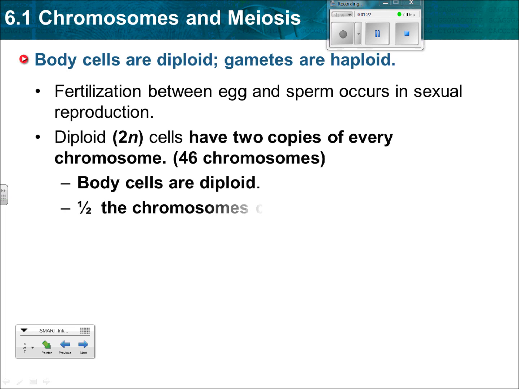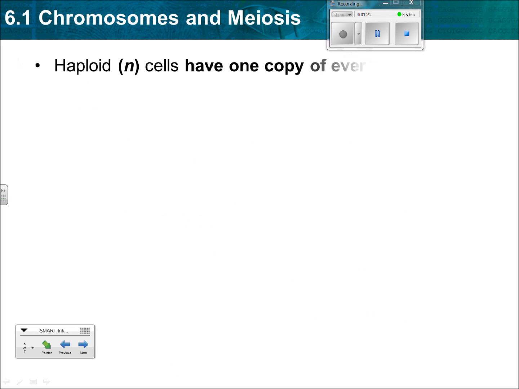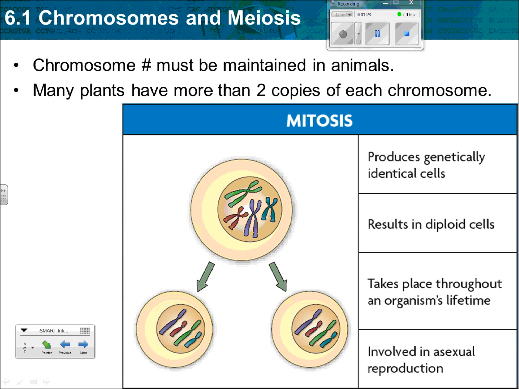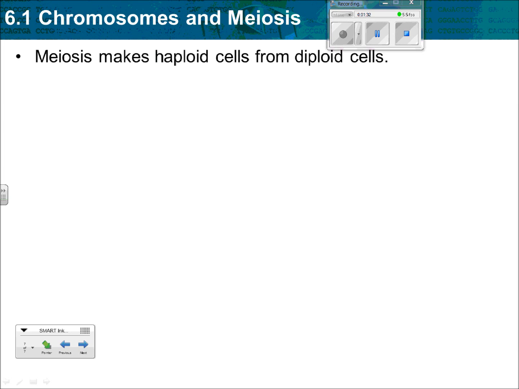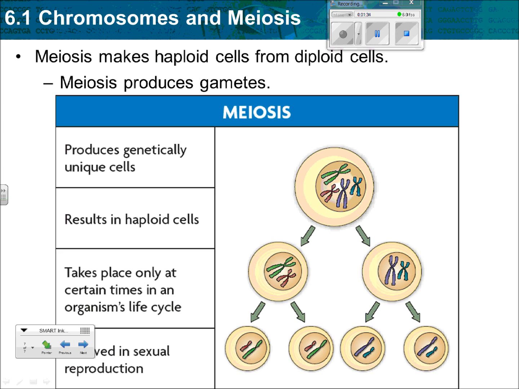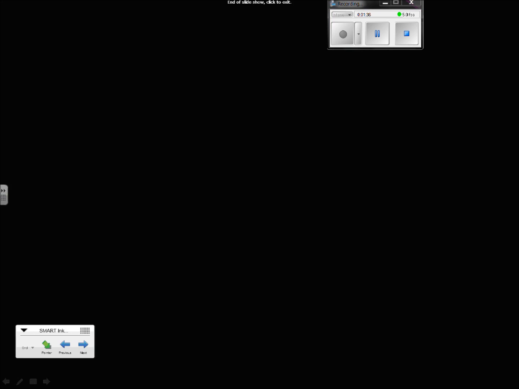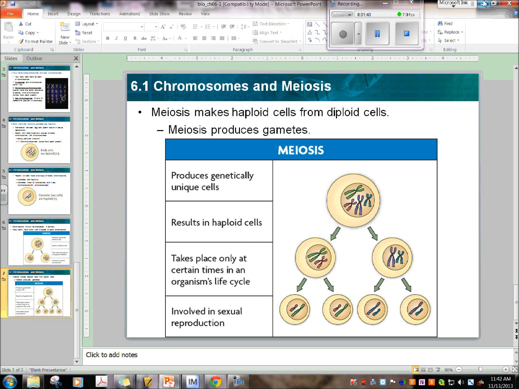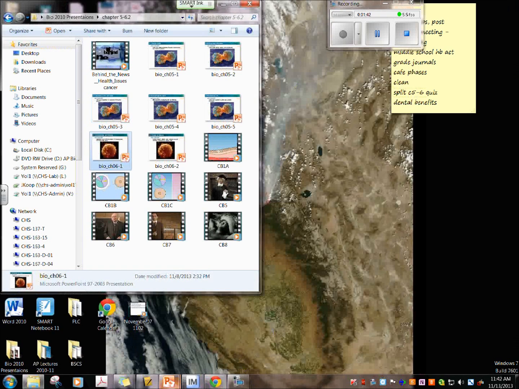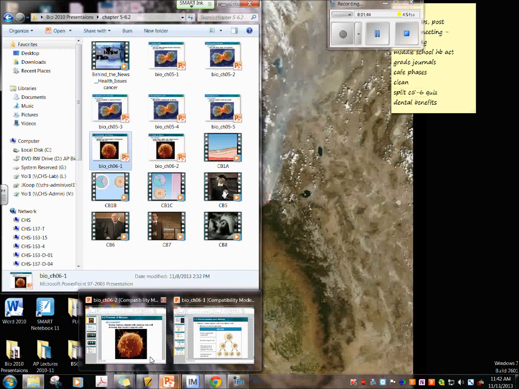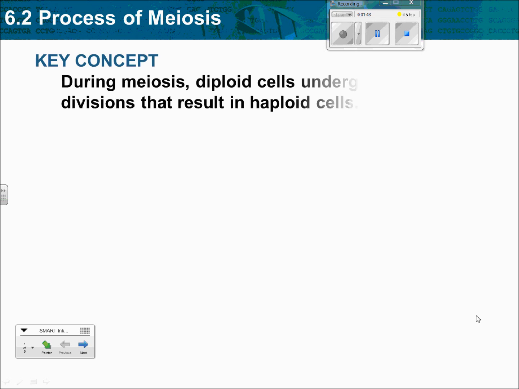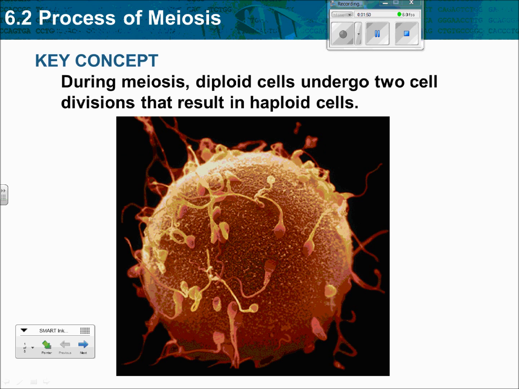And then we talked about diploid cells versus haploid cells. And then we compared mitosis to meiosis. You guys recall this? Okay, so then that leads us to 6.2. And 6.2 is just going to build right on it. And we're going to talk about meiosis.